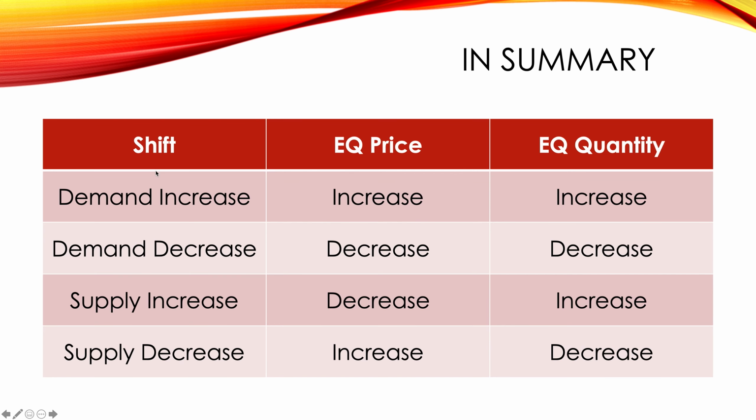So if demand increases, price and quantity are going to increase. If demand decreases, price and quantity are going to decrease. In other words, these 2 move in the same direction. If supply increases, one goes down, one goes up. If supply decreases, one goes up, one goes down. So if you want to copy this table into your notes as well for reference, it can be a good way to remember what happens. But when in doubt, draw it out. So hopefully that helps with single shifts.